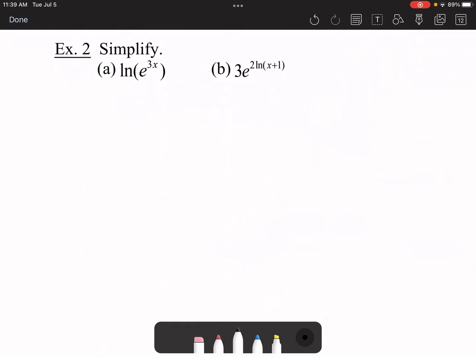Okay. Last, we're going to simplify these kinds of problems. So here we have ln of e to the 3x. Again, notice the natural logarithm and e are right next to each other. Since they're right next to each other, you can cancel this. You can get just 3 times x.